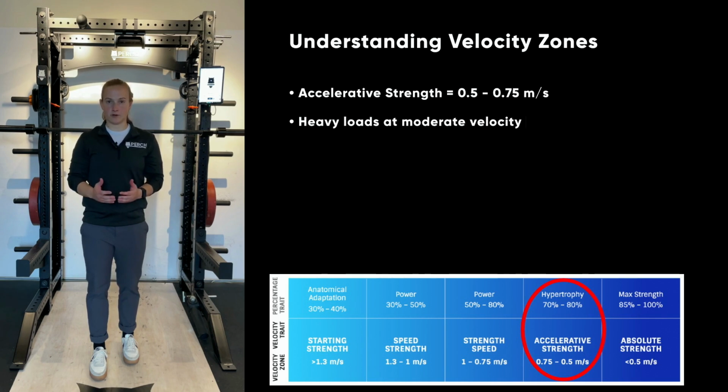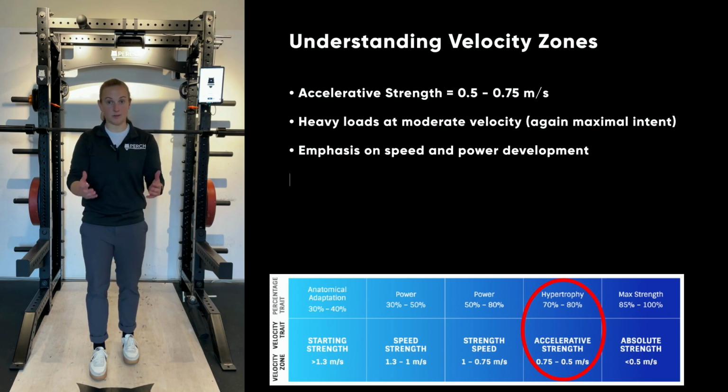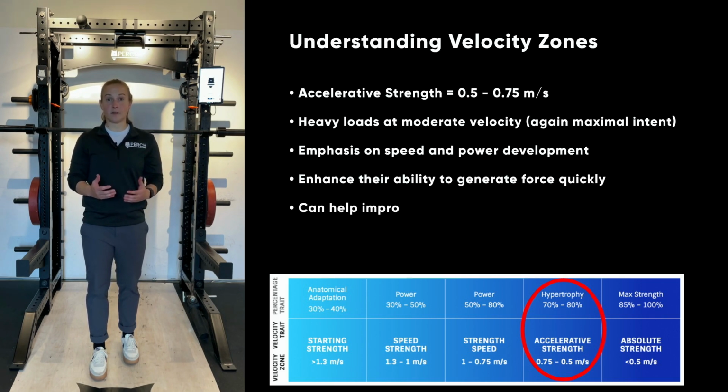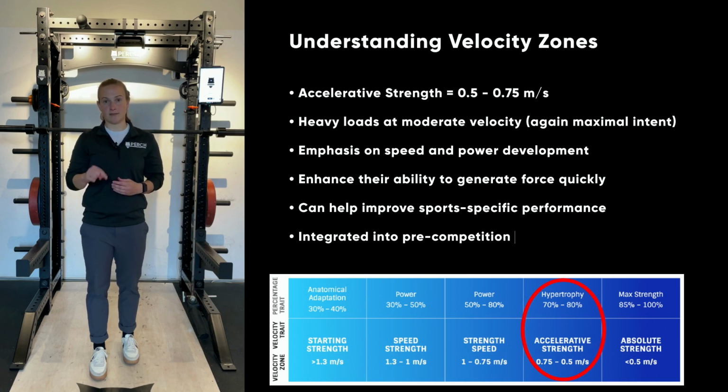In this accelerative strength zone, individuals lift moderate to heavy loads at moderate velocity. Again, maximal intent, as fast as possible at that load. This places emphasis on speed and power development. Athletes looking to enhance their ability to generate force quickly, such as sprinters or athletes in sports requiring explosive movements, benefit from training in this zone. It aids in improving sport-specific performance and can be integrated into pre-competition phases of training.